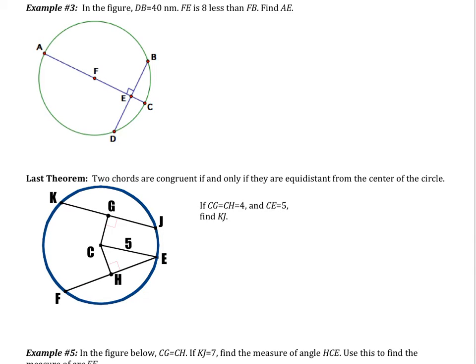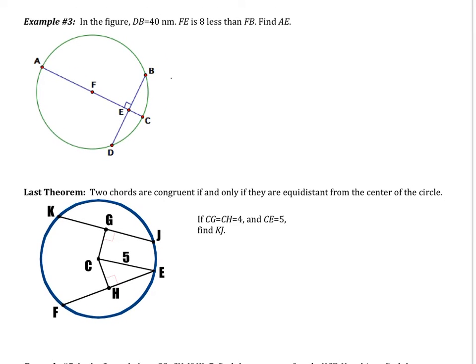All right, so this next example, example 3, is a variation of example 2, except much, much more difficult. Well, okay, not much more, but I do need you to really pay attention to this or you're going to get lost. All right, in the figure, DB equals 40, I think it should be millimeters. FE is 8 less than FB, find AE. All right, they only gave me one value here, notice, and they gave me DB. So what I'm going to do is the same thing as last time. I'm going to label this. If the entire chord DB, if this whole thing is 40, then I know that each little piece here is 20.